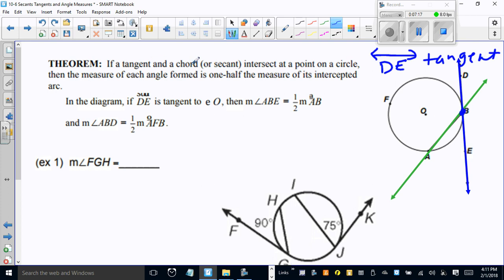And it says, and a chord, okay? Now remember that a chord is a line segment whose endpoints are on the circle, and in this case, it is from A to B.